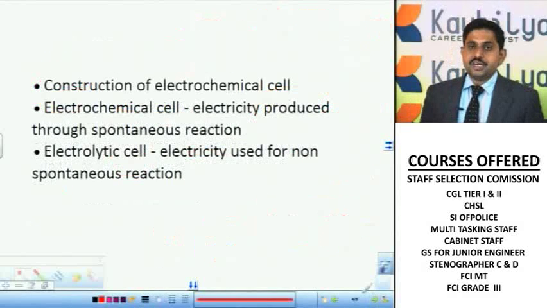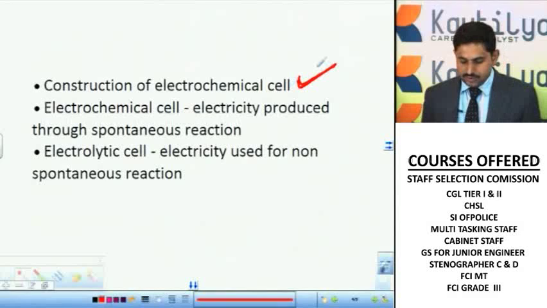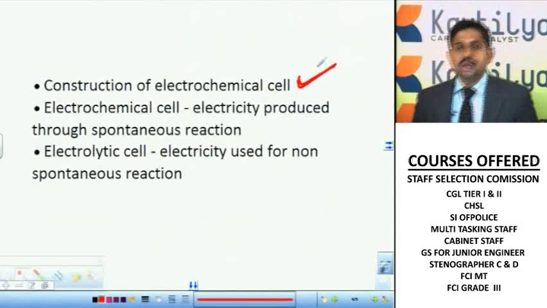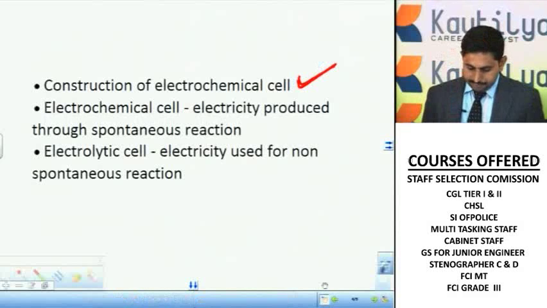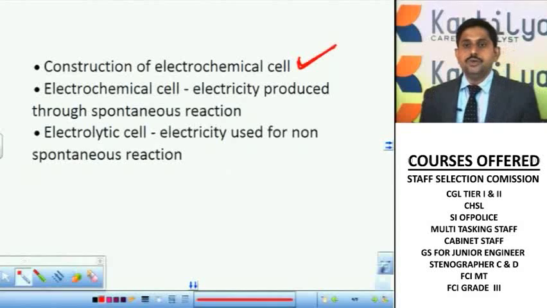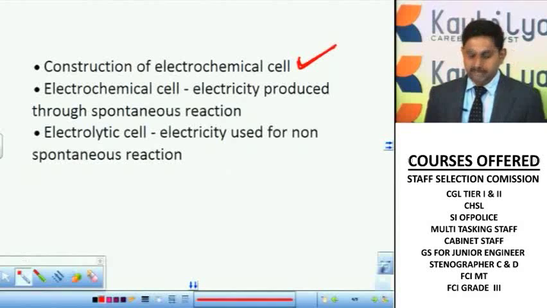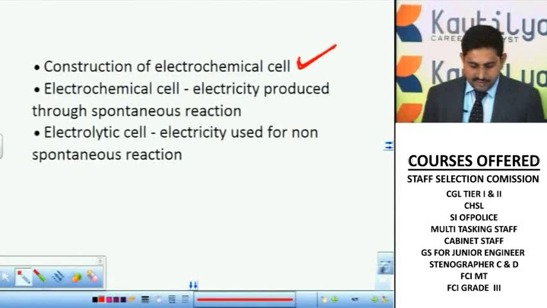Now, construction of electrochemical cells. Before going to construction, we'll discuss what an electrochemical cell is. Remember carefully, an electrochemical cell means a cell which is useful for the production of electricity by using chemicals. We are taking some chemicals, and from these chemicals we are producing electricity. That is called an electrochemical cell.